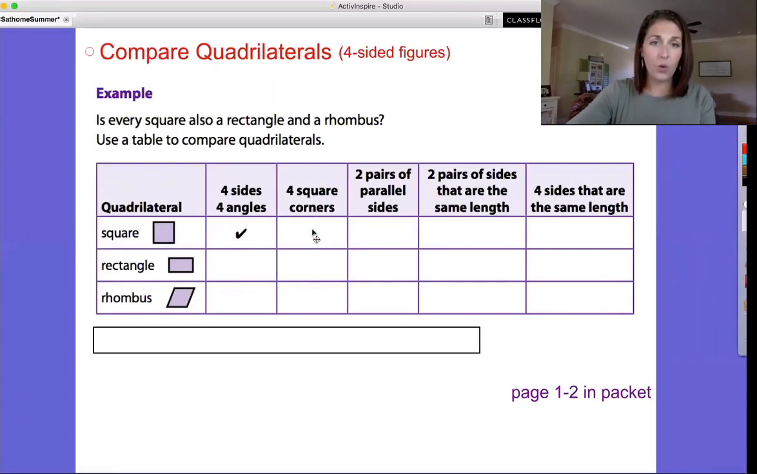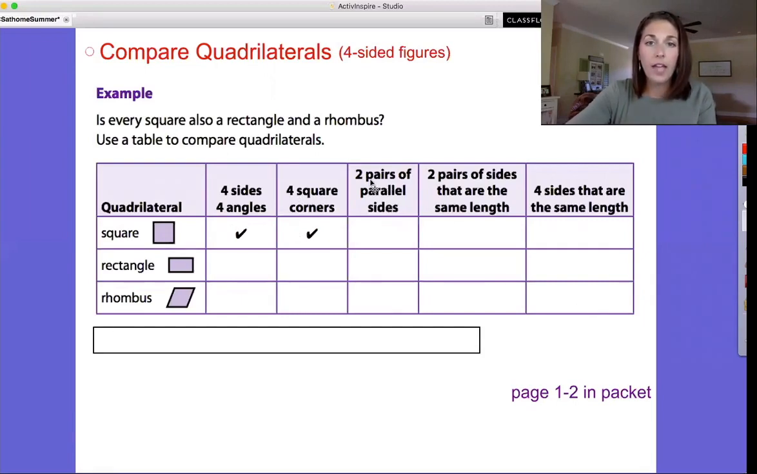4 square corners. Well, when I see the word corners, I know it has 4 corners, right? Because it has 4 angles. And when I see square corners, I think if I form a perfect square, that would be 4 90-degree angles, right? Or 4 right angles. I do see 4 square corners. So yes, that would also be a classification for a square.